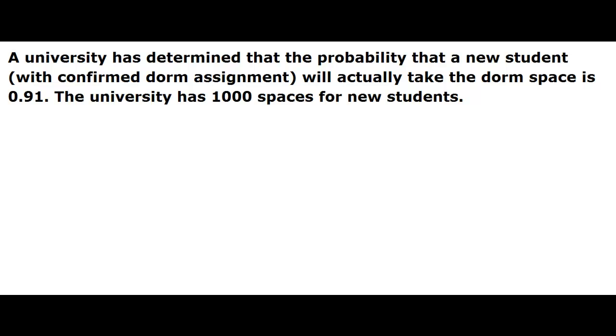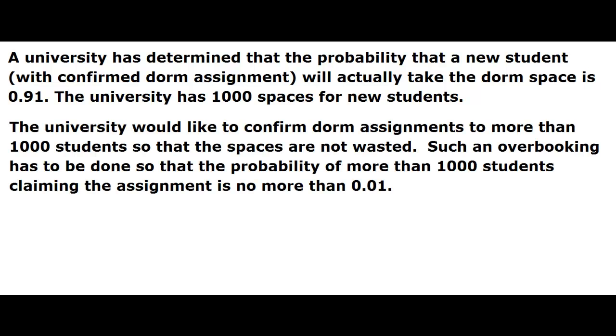A university has determined that the probability that a new student with a confirmed residence space assignment will actually take the assignment is 0.91. So what we are assuming here is that the probability that any of these students will take that assignment is 0.91, and the university has 1000 spaces for new students for the residence halls.